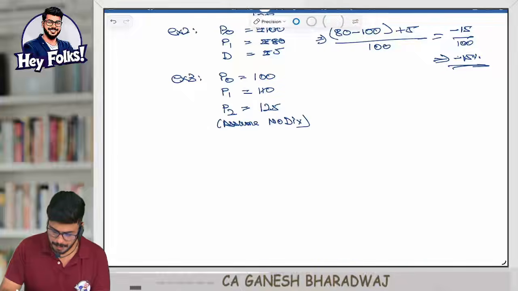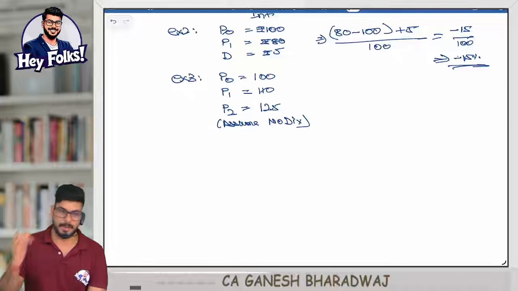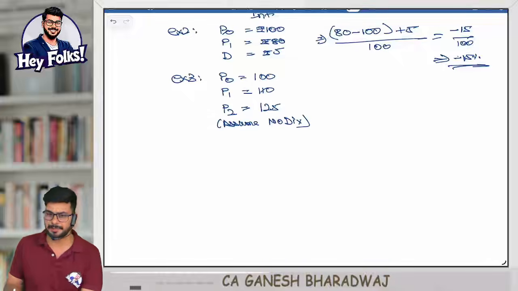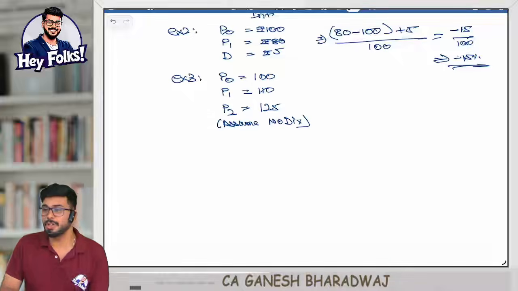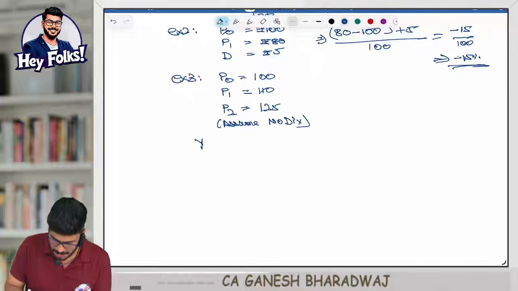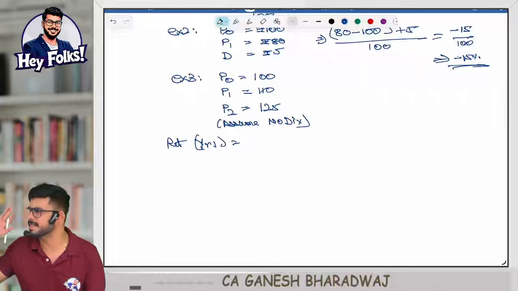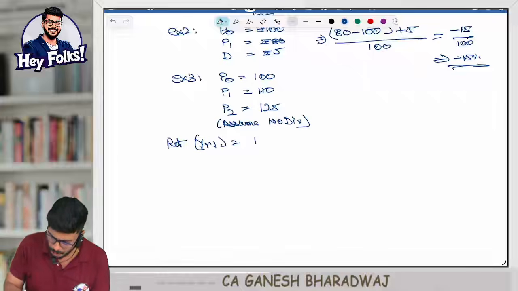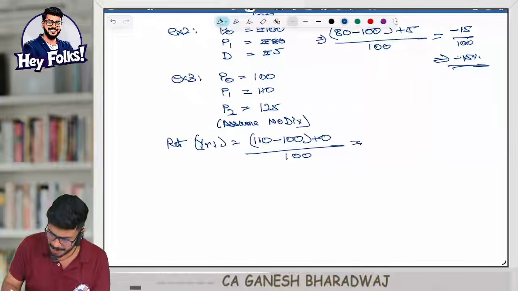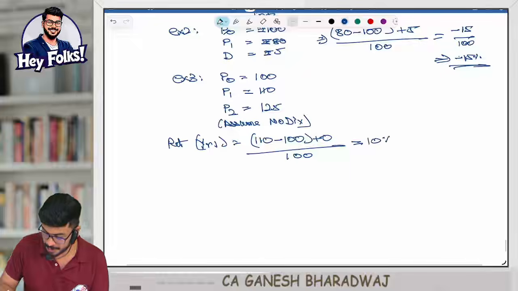Now, my question to you is, how will you compute return? Now, I will say return for year 1 will be how much? P1 minus P0 divided by P0 plus D, which is 0 in this case. Is that clear? So the first year's return will be how much? 110 minus 100 plus 0 divided by 100. How much is it, guys? 10%, right?